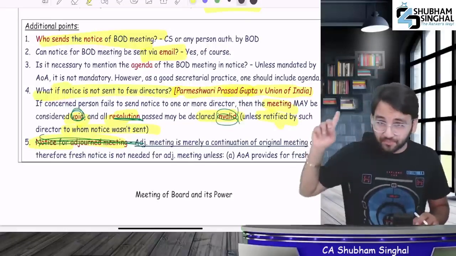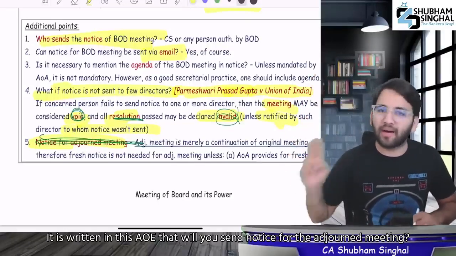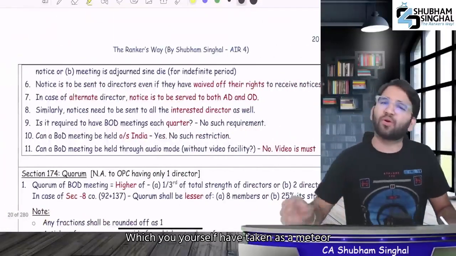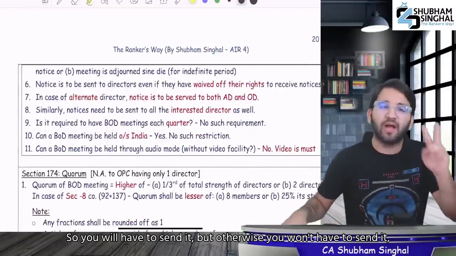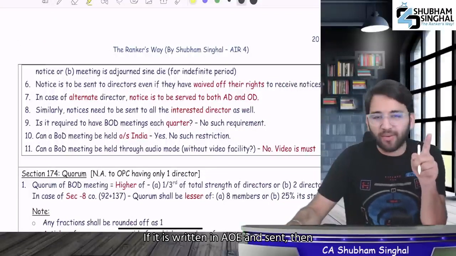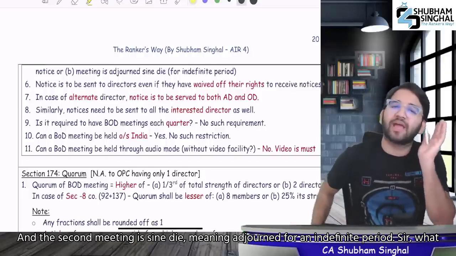A meeting that has been adjourned sine die. And is it written in the AOA that you will send notice for an adjourned meeting? No, it is not written in the AOA. So you will have to send it, but otherwise you won't have to send it. In which two cases will you send? If it's written in the AOA, and the second is when the meeting is adjourned sine die, meaning adjourned for an indefinite period.